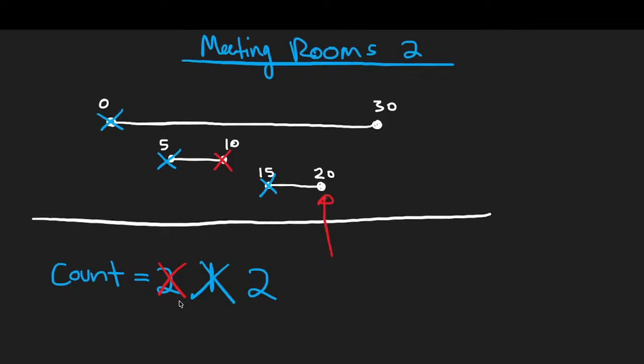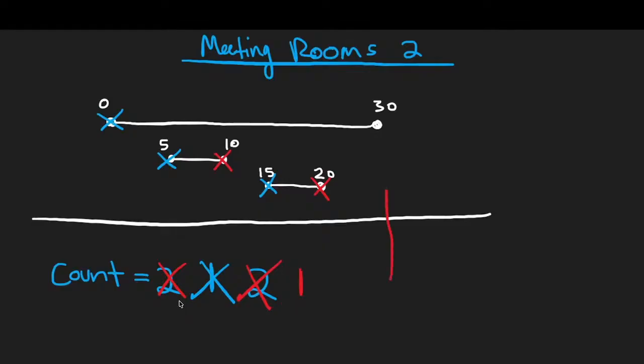The next point is at 20. This happens to be an end time. So that means a meeting is ending, right? We don't technically even know, is it this meeting that's ending or is it this meeting that's ending? It doesn't really matter to us. All we know is that after this point, only one meeting is going to be going on at any particular time, and it's going to be this one. So we're going to take our count of meetings going on, decrement it, and now it's going to be 1.